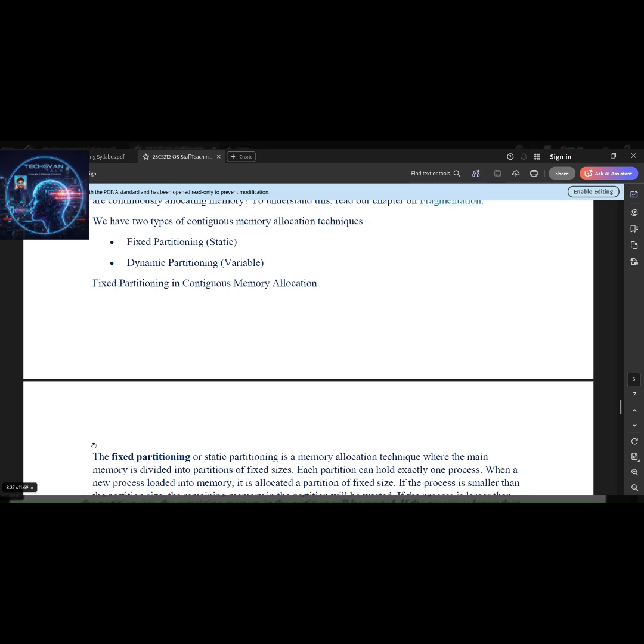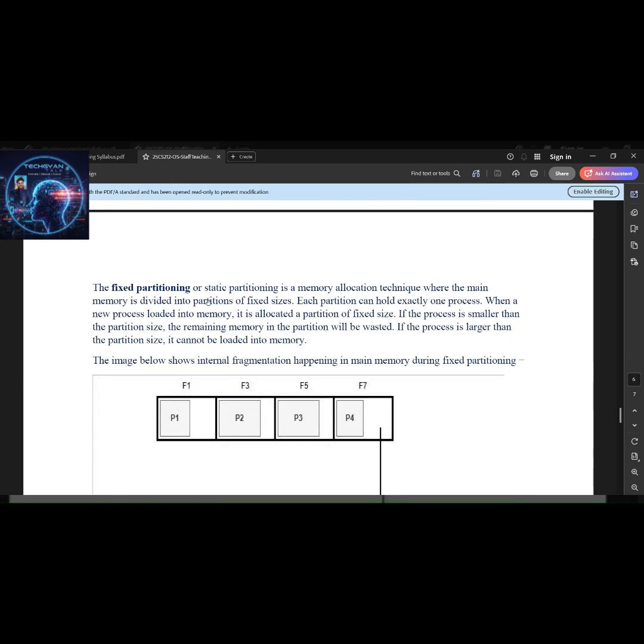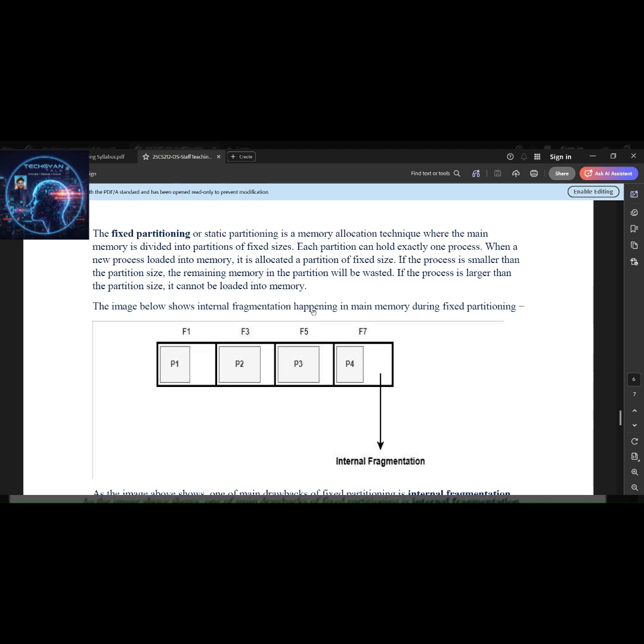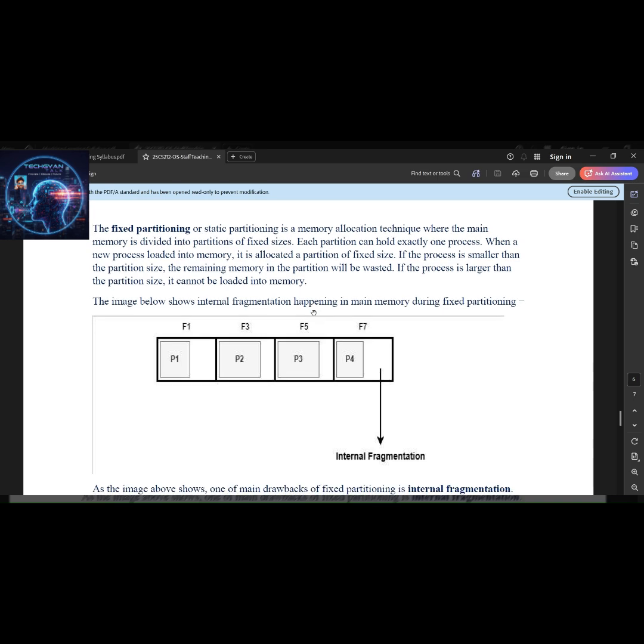In contiguous memory allocation, fixed partitioning, or static partitioning, is a memory allocation technique where the main memory is divided into partitions of fixed size. Each partition can hold exactly one process. When a new process is loaded into memory, it is allocated a partition of fixed size. If the process is smaller than the partition size, the remaining memory in the partition will be wasted. If the process is larger than the partition size, it cannot be loaded into memory.